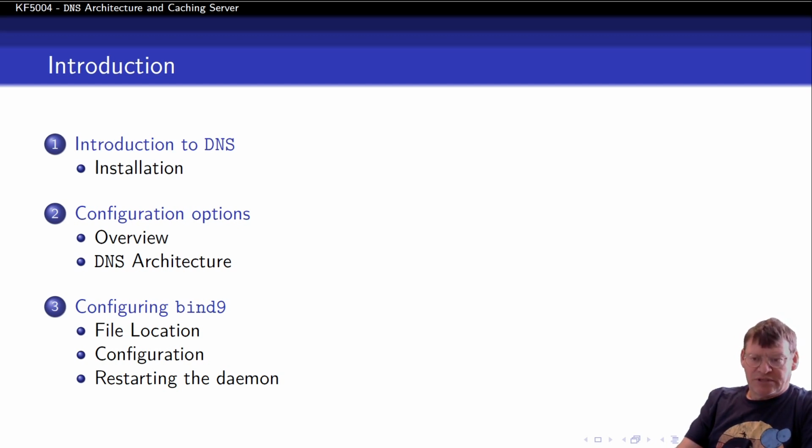We're then going to look at the configuration options, because DNS as an architecture has many different deployment strategies, so we're going to look at what those strategies are. We're then going to look at the file location of the actual configuration files, and then we're going to look at how we can restart the daemon. So it's just a very basic introduction to DNS itself. A little bit about the setup, but a little bit more in this session about the actual deployment aspects of it.